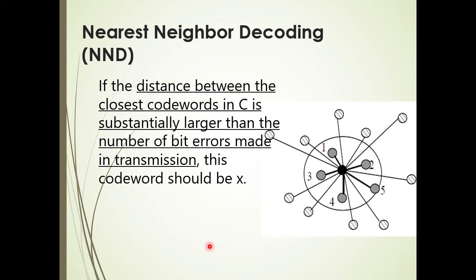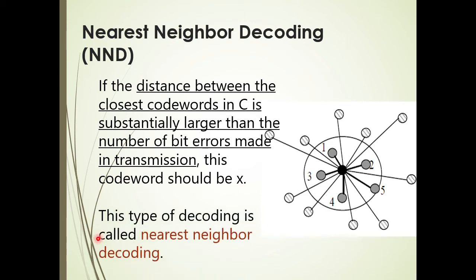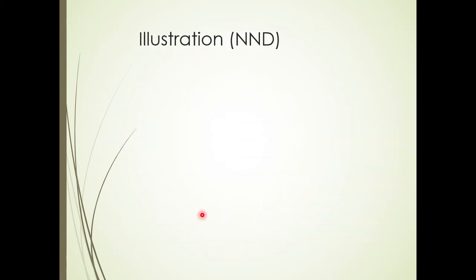If the distance between the closest code words in C is substantially larger than the number of bit errors made in the transmission, then this code word should be the received message. This means that if the closest valid code word has a distance that is larger than the number of errors made in transmission, then we can recover the intended message. This type of decoding is called the nearest neighbor decoding. So let's demonstrate this in an example.